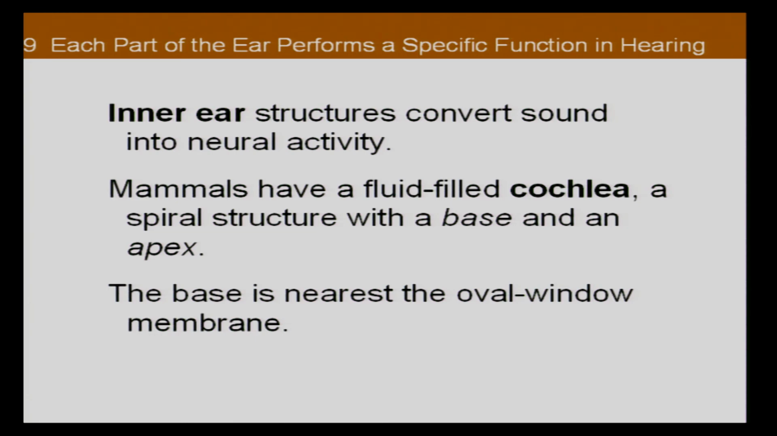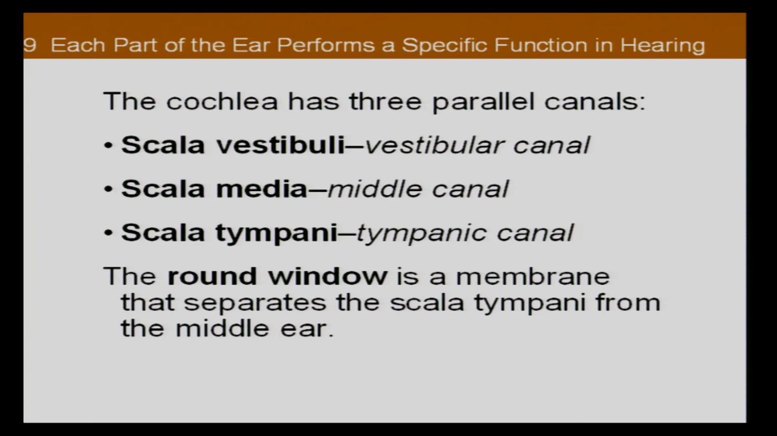It's a spiral structure with a base and an apex. And the base is nearest the oval window, and it goes up in a little shell form up to its apex. Okay, the cochlea has three main parts. You need to understand and know the names of these three parallel canals within the cochlea. They're called the Scala vestibuli, the vestibular canal, the Scala media, the middle canal, and the Scala tympani, the tympanic canal. You need to know all three names, but we're going to focus on the Scala media, because that's exactly where all the action is taking place in the auditory system.